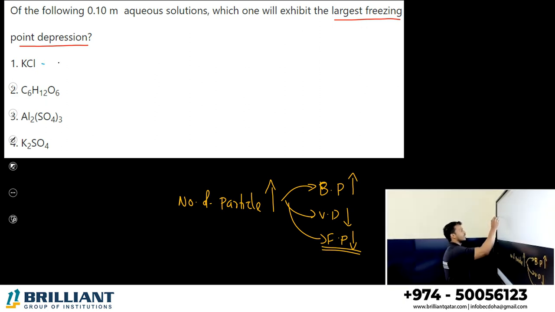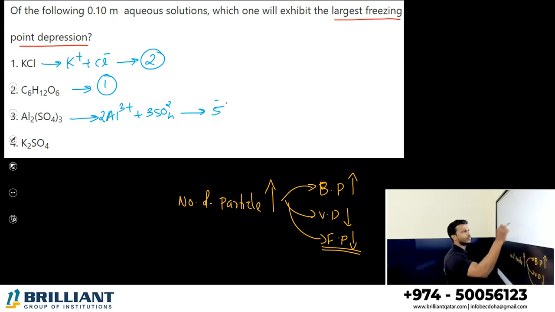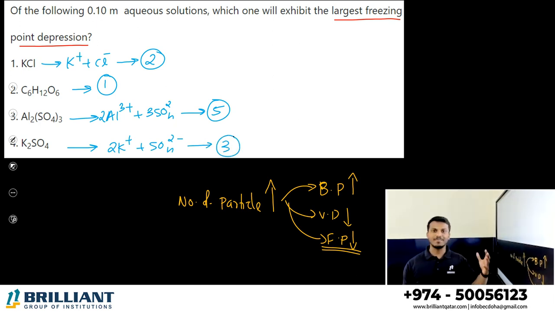KCl on dissociation will give you K+ and Cl-. Total it's giving you 2 ions. What is C6H12O6? Glucose, a monosaccharide. It won't undergo further dissociation. It just exists as one species. It is a non-electrolyte. Al2(SO4)3 on dissociation will give you 2Al3+ and 3SO4 2-. Total how many ions are produced? 5 ions, 2Al and 3SO4. K2SO4 will give you 2K+ and SO4 2-. Total it's giving you 3 ions. So which is giving the maximum number of particles? This one. So it has a very low freezing point.